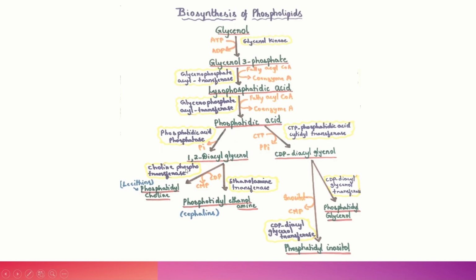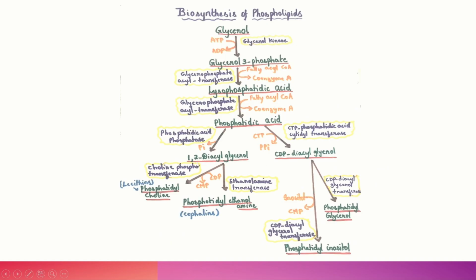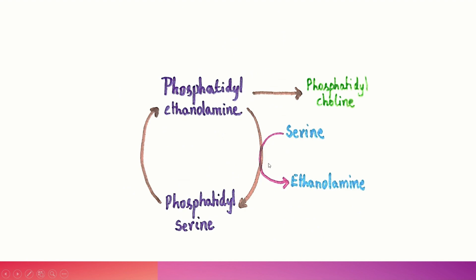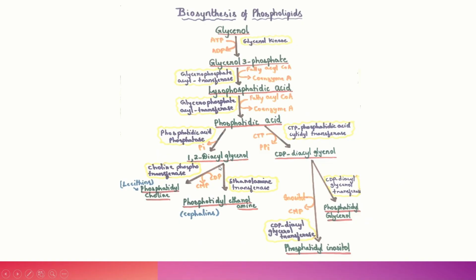And now, in the previous slide, we have seen how CDP choline is formed. This CDP choline combines with 1,2 diacylglycerol and forms phosphatidylcholine, which is also called lecithin. Whereas in the previous slide, ethanolamine gets converted to phosphoethanolamine and then combines with CTP and forms CDP ethanolamine. This CDP ethanolamine combines with 1,2 diacylglycerol and forms phosphatidylethanolamine, which is nothing but cephalin.